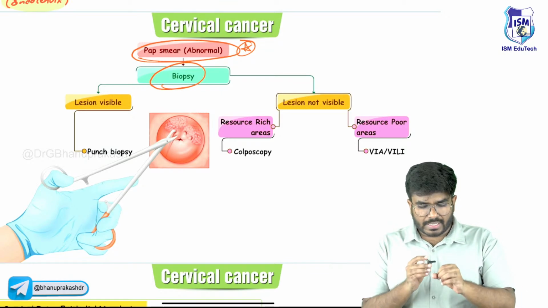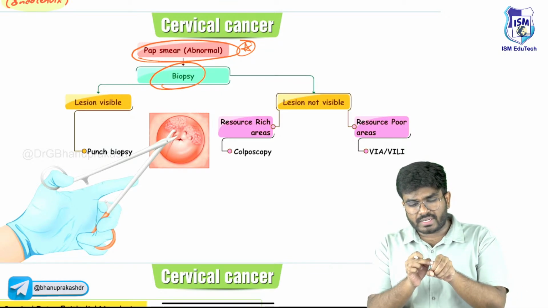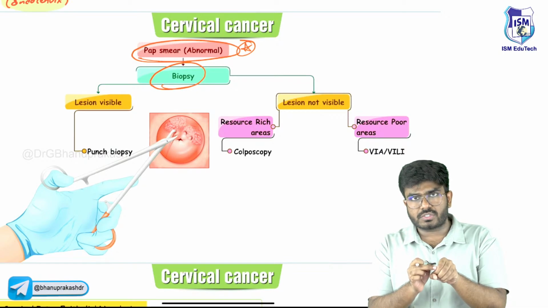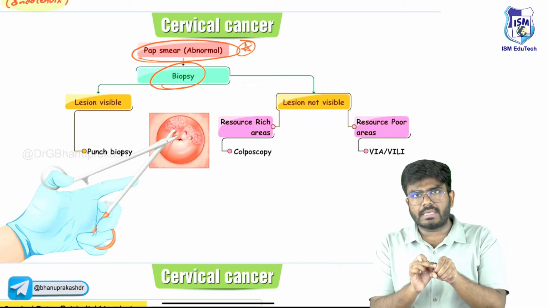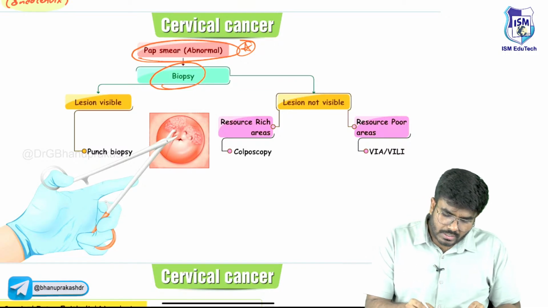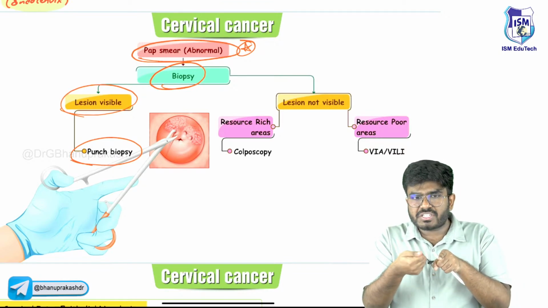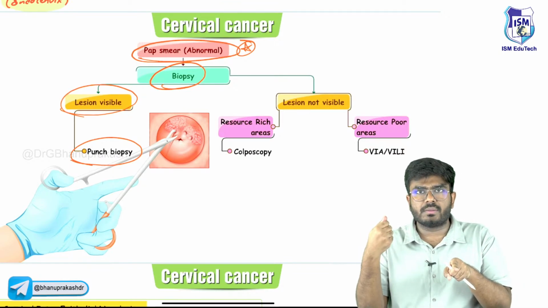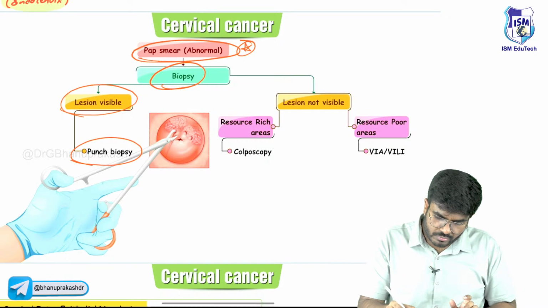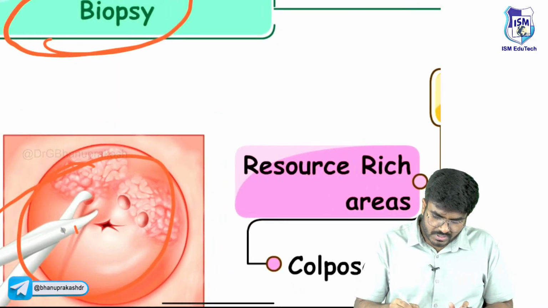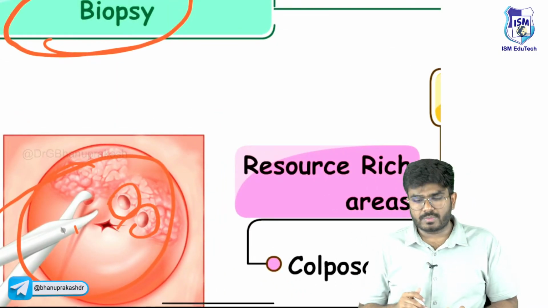If you can directly see a lesion, I will show you the lesions also. If you can directly see a lesion in that area, a cancerous area or dysplastic area, you can directly take a punch biopsy. You can take a punching machine kind of thing and take the biopsy, the punch biopsy. Here I have shown the punch biopsy, taken from the lesion which is visible.